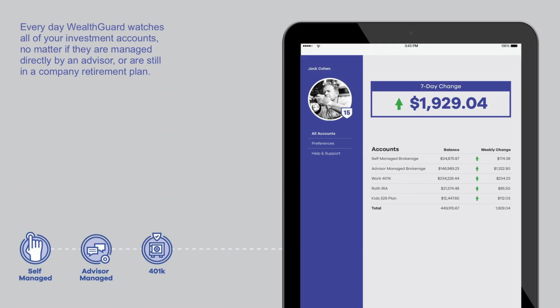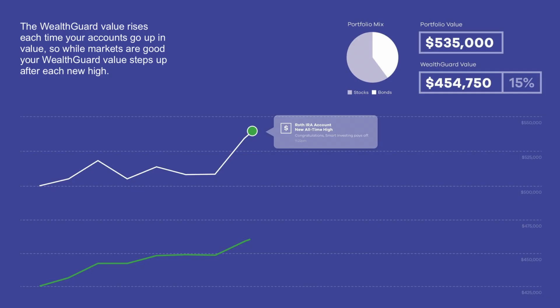Now wealthguard is a monitoring system that monitors all of your accounts, regardless if they're self-managed accounts where you actually pick and choose the stocks and you manage them yourself, or if they're in advisor-managed funds, either in your 401k or in an IRA, or if you have an advisor outside of your company that manages your retirement assets. So it includes all of those types of investments.